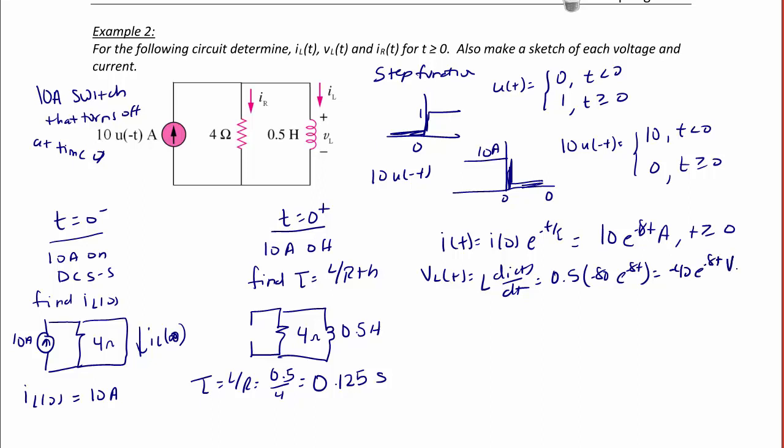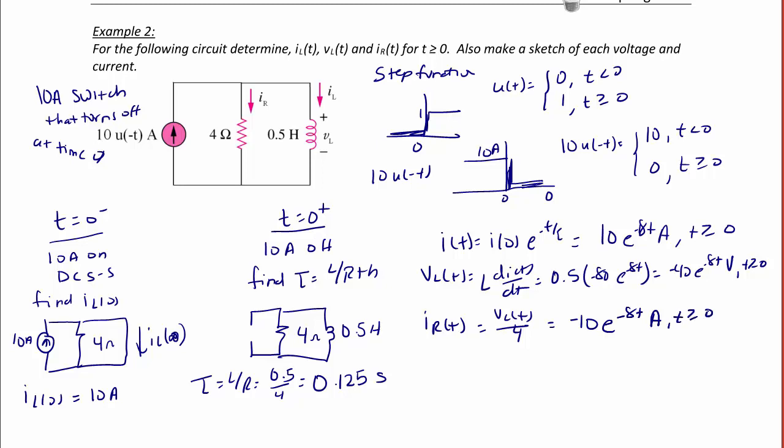The current through the resistor is equal to the same as the voltage across the inductor, because the resistor and the inductor are in parallel, divided by 4. So the current through the resistor is negative 10 e to the minus 8t amps for t greater than or equal to 0.